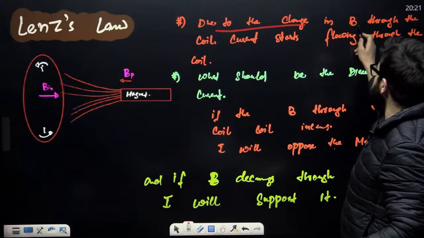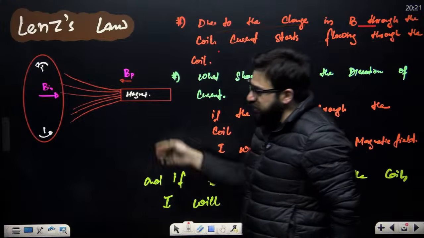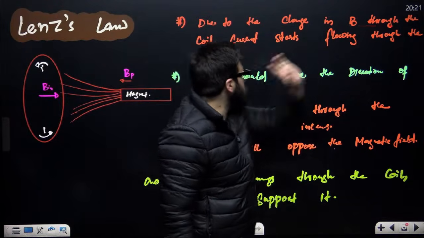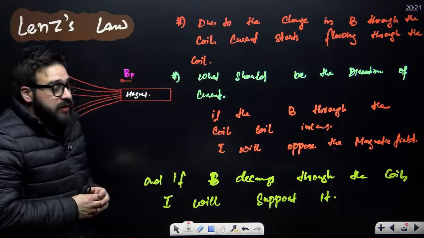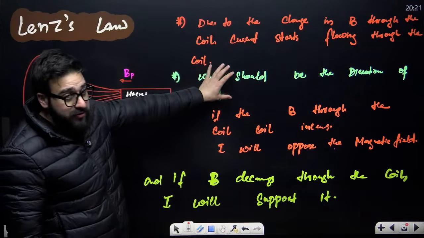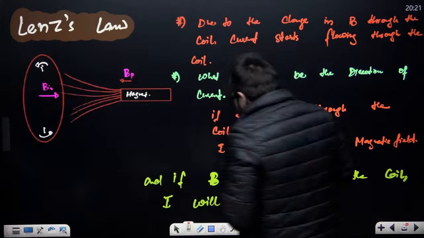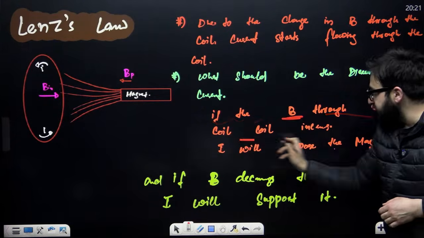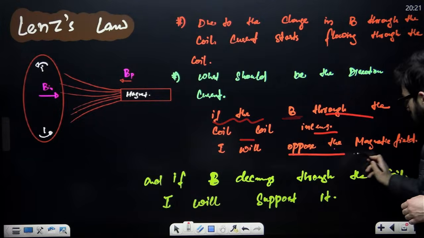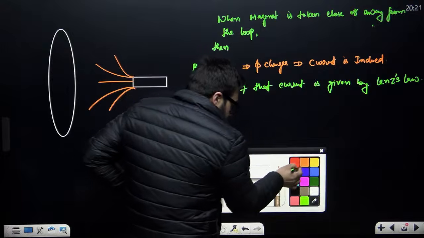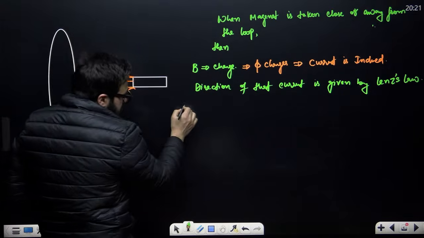Due to the change in magnetic field through the coil, whenever you change the magnetic field through the coil, current starts flowing through the coil. Now, what should be the direction of that current? This direction is given by Lenz's law. See what Lenz's law says: if the magnetic field through the coil increases, current will oppose the magnetic field. Let me just write over here. The direction of that is given by Lenz's law.